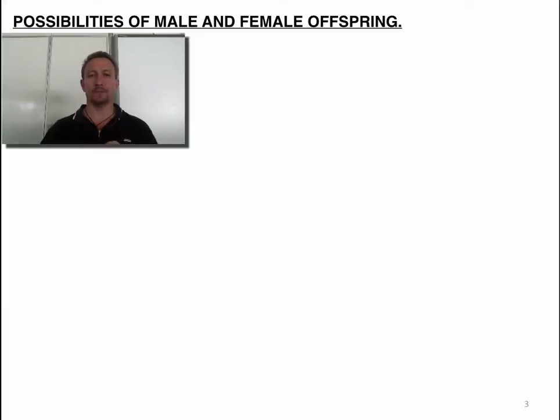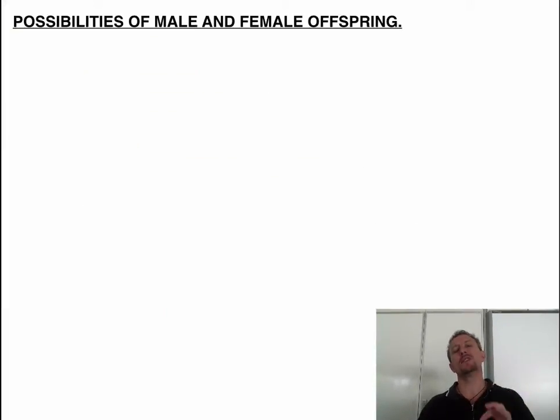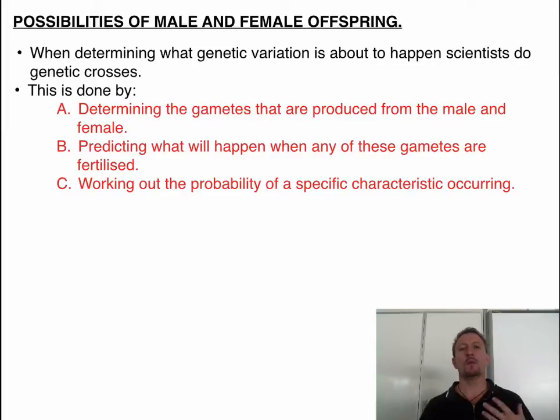Alrighty, so let's look at how we determine whether you're going to get a male or a female, and what's the probability of getting that type of offspring. Well, what geneticists do all the time is they always work out the probability. So we do what we call a genetic cross. A genetic cross looks at what gametes we've got from the male, what gametes we've got from the female, what's in their nucleus, what they've got.